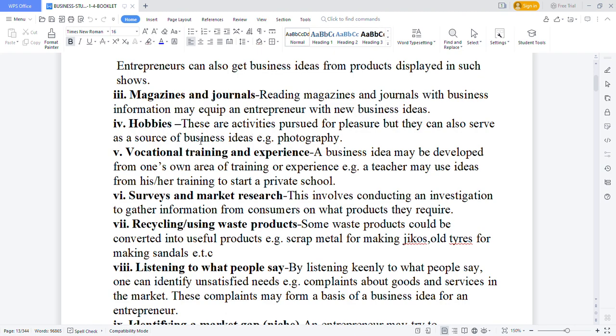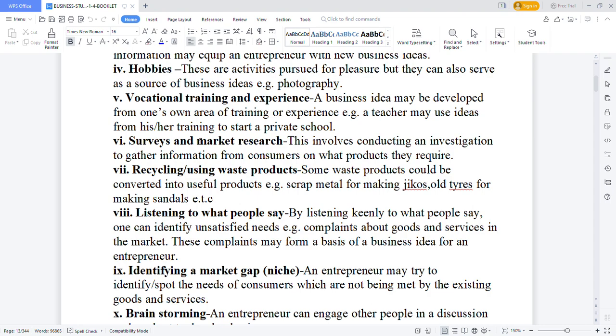The next source of business ideas is vocational training and experience. A business idea may be developed from one's own area of training or experience. For example, a teacher may use ideas from his or her training to start a private school. An IT specialist can use his skills to start a data training school.